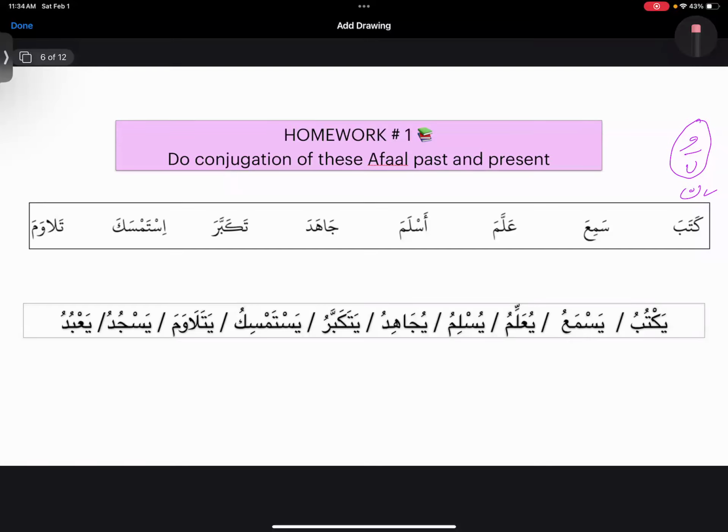Barakallah fiki. Okay, if I say aktubu, what does that mean? I write or I will write. Good. Okay, taktubuna, one person. Antum, very good. Yaktubna: all of them write, female.